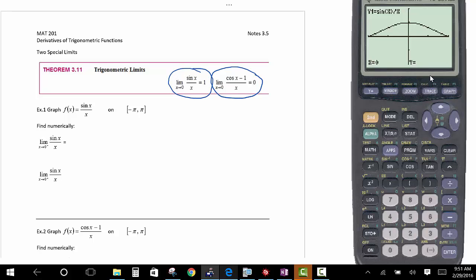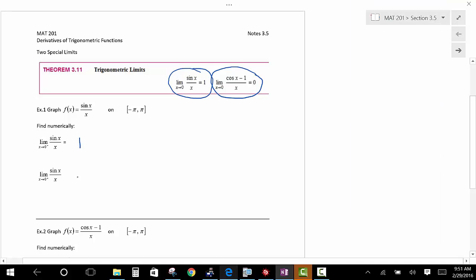If you did trace 0.001, you're barely to the right of 0, so you can see that that limit's going to go to 1. Are you convinced enough? Now, that's not a mathematical idea. It's not a proof or anything, but it's a demonstration at least that those limits are going to end up being 1.